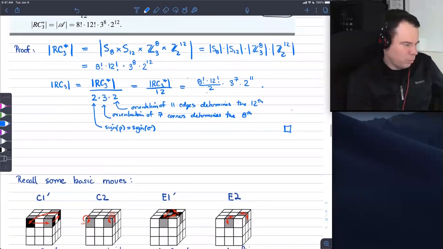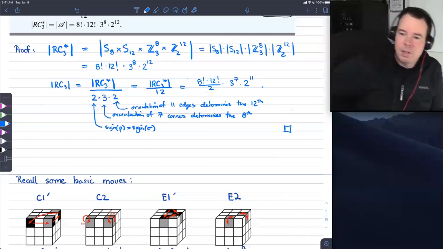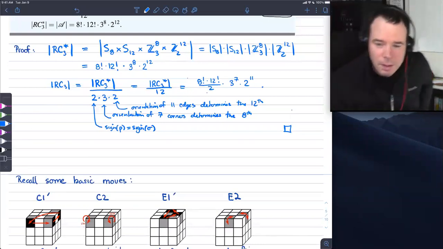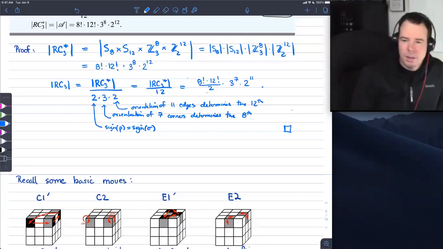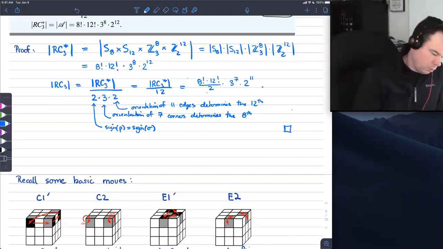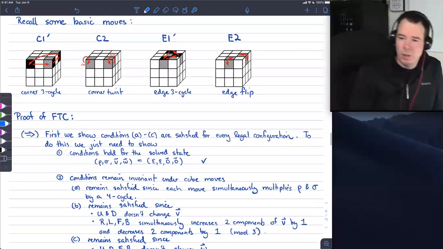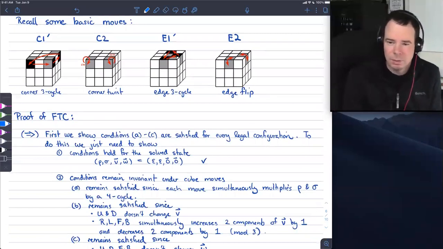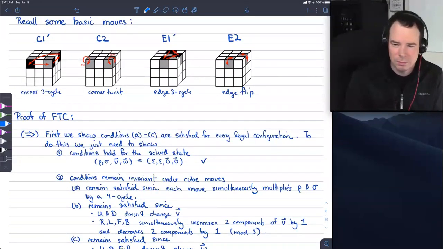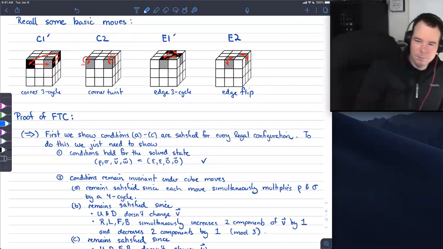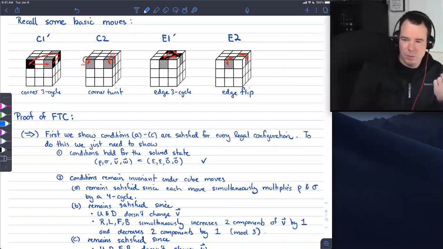Now let's go ahead and prove the fundamental theorem of cubology. We're going to prove that that condition we have on the 4-tuple is the solvability criteria. So the way we're going to do this is we're just going to say we know 4 moves. That's all we really need to know. Corner 3 cycle, edge 3 cycle, corner twist, edge flip. The corner 3 cycle and the edge 3 cycle are going to help us deal with the rhos and sigmas, the permutations. The corner twists will help us deal with the vector v, and the edge flips are going to help us deal with the vector w.